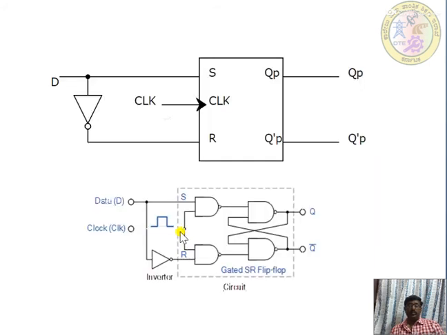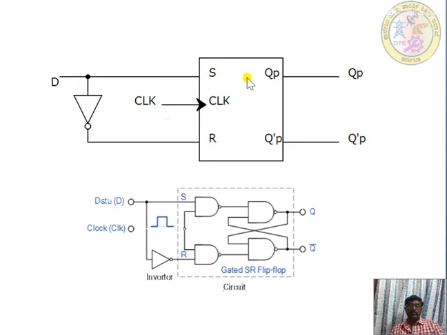Next, how can an SR flip-flop be converted into a D flip-flop? See here, this is the normal block diagram of the SR flip-flop. Since only one input is there, D is directly connected to S, and R is connected through an inverter. If D is 0, then D bar will be 1. Whatever the input is, the same will be the output. So S is equal to 0 means you will be getting 0.